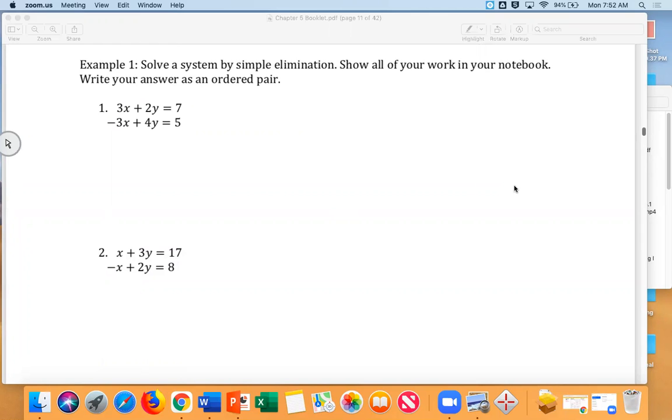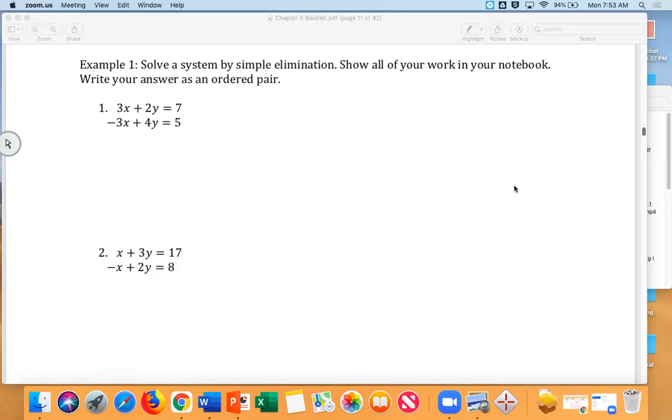So I want you to look at question number 1. Do you see how in question number 1, the x's are pretty much the same? They both have 3's. I'll get to the plus and minus, but do you see how the x's are like the same quote unquote number? That's what we're looking for here. We're looking to get rid of a variable, but in order for that, we need the numbers to be the same. And then I could add or subtract.